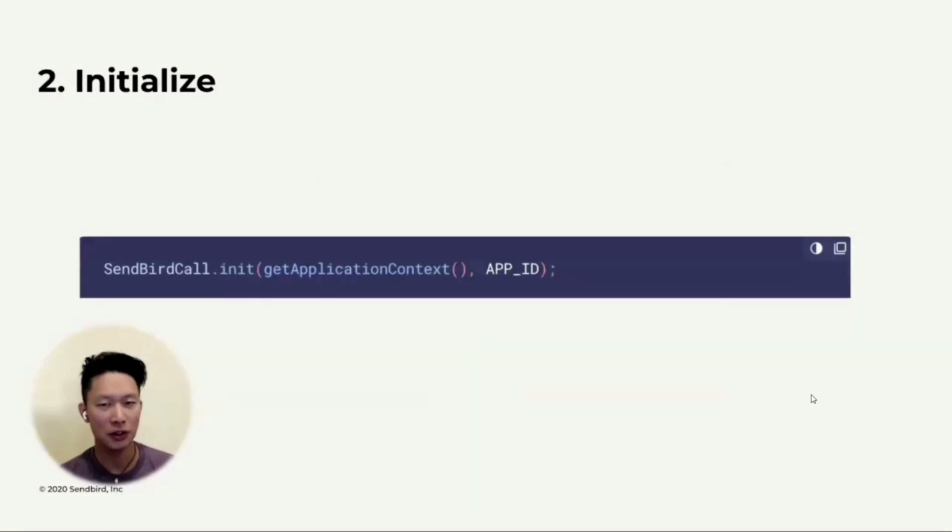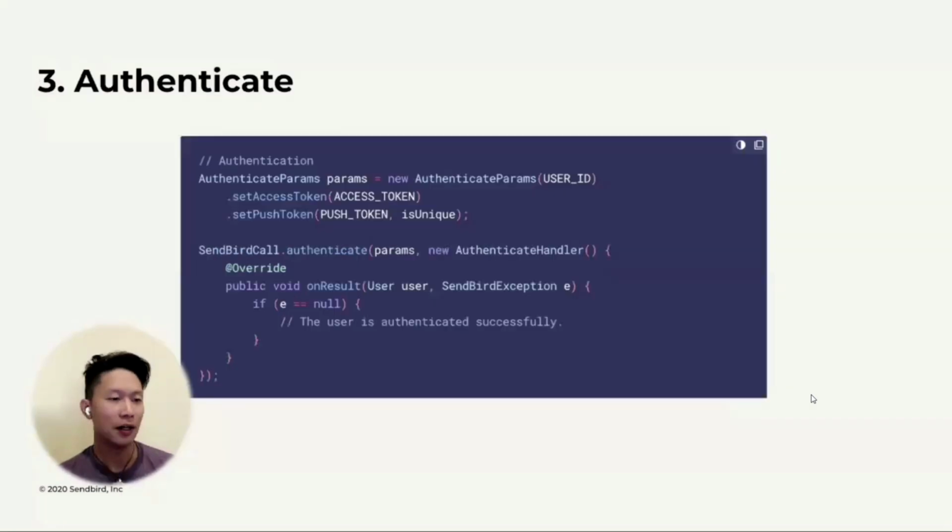To initialize, it's very simple. You don't need to use an adapter. In Calls' case, you would use the application context and then the app ID of the application you're using. Authentication, here you can use an access token which can be added to users. We didn't demonstrate using access tokens, and generally you wouldn't need to use them. Here you just get a callback telling you whether the authentication succeeded or not.